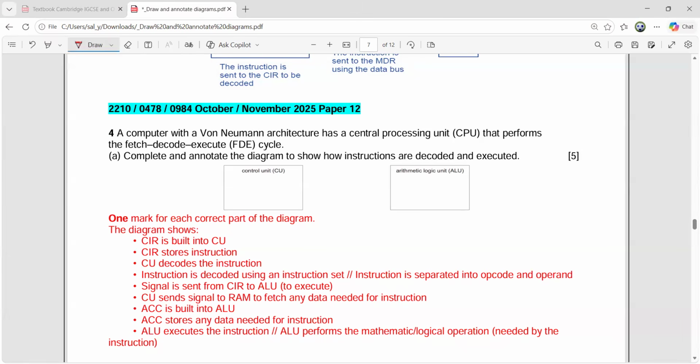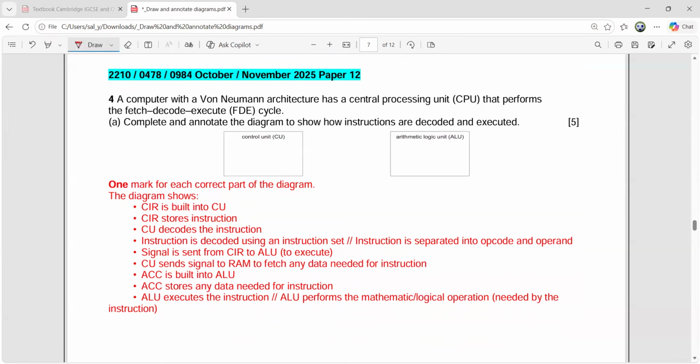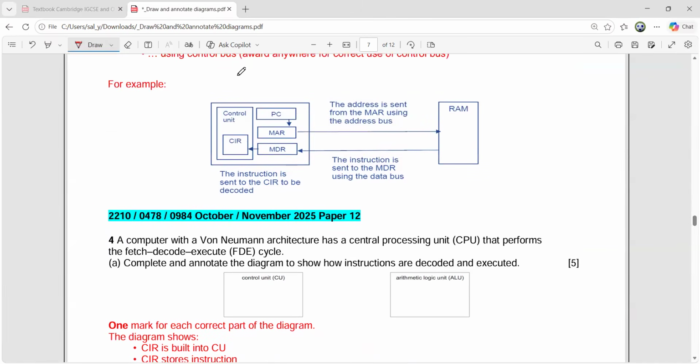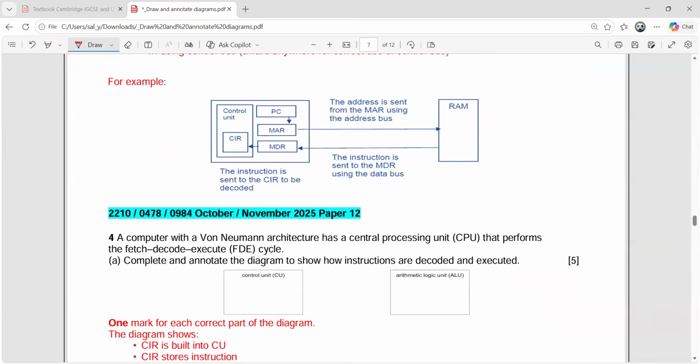And that is why let's see what the marking points are. It's a 5-mark question. CIR is built into CU. Just remember, CIR is a part of CU, whether you draw it yourself here or you draw the CU and the ALU. Just showing you once again, see, CU has CIR. Same case is what they want you to include.